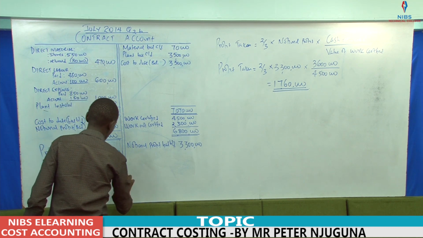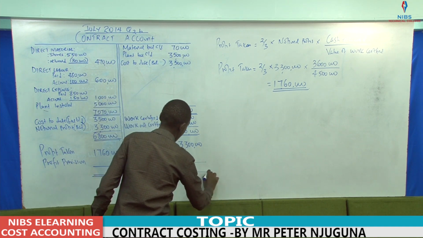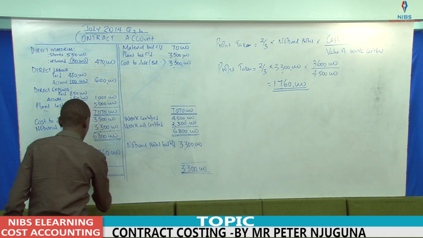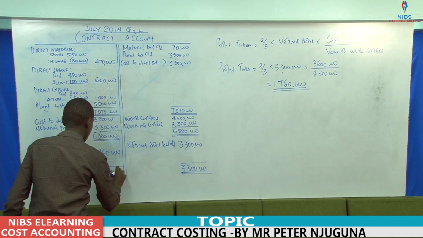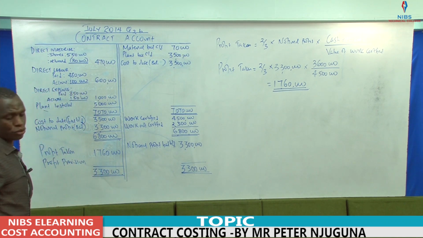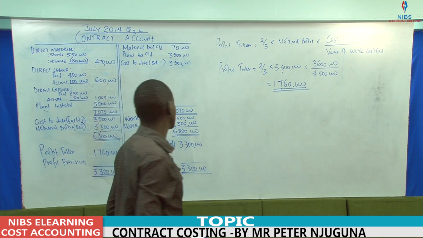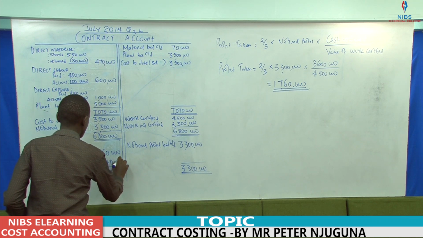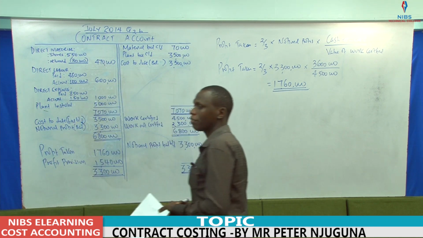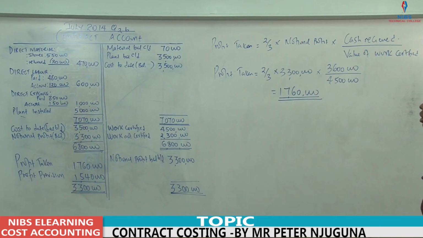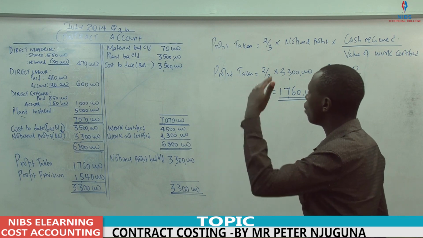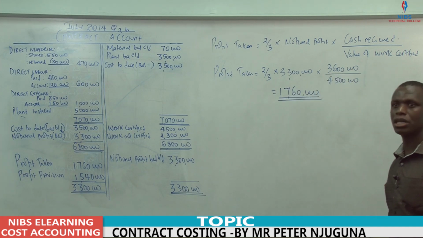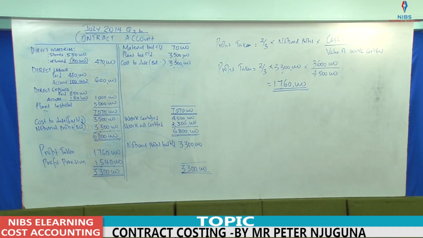Now the profit provision will be our balance. So the total here is 3.3 million, and this one is 3.3 million. So profit provision, how much is it? Again, subtract using your calculator. This gives you 1,540,000. And simply, that is how we prepare the first part, the contract account. That is how you should have prepared that contract account.